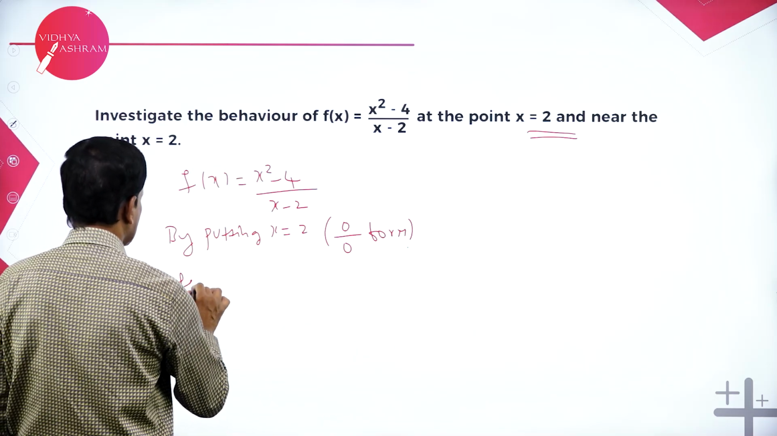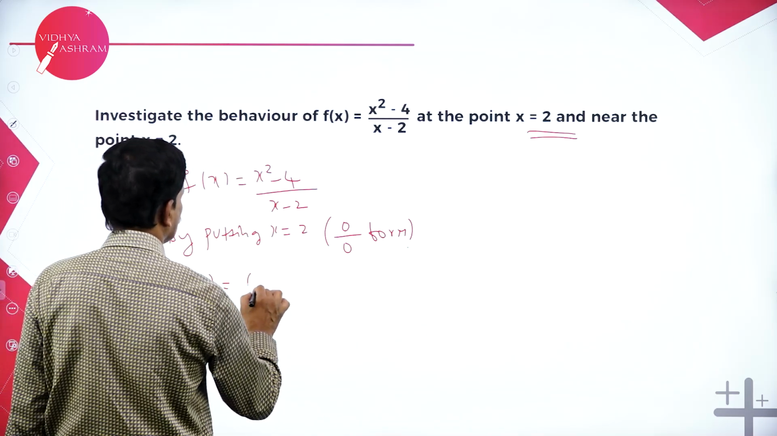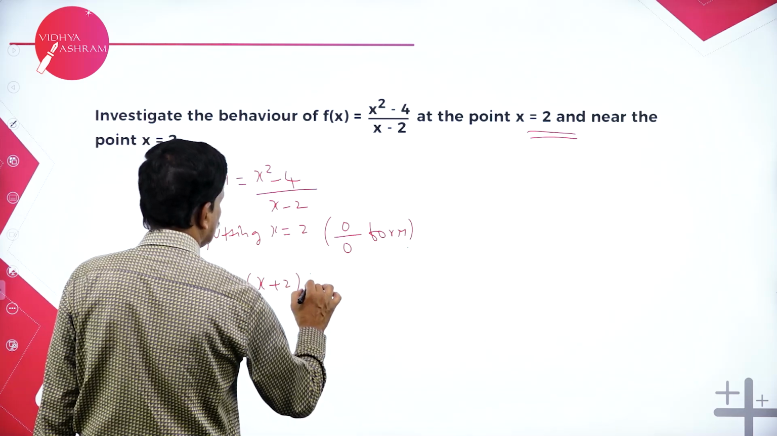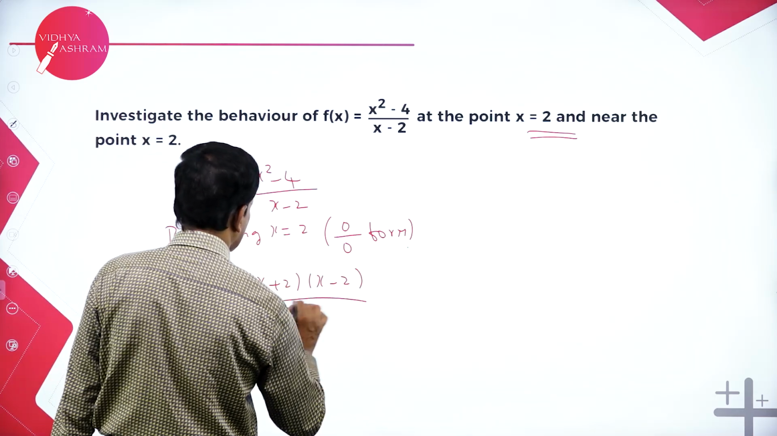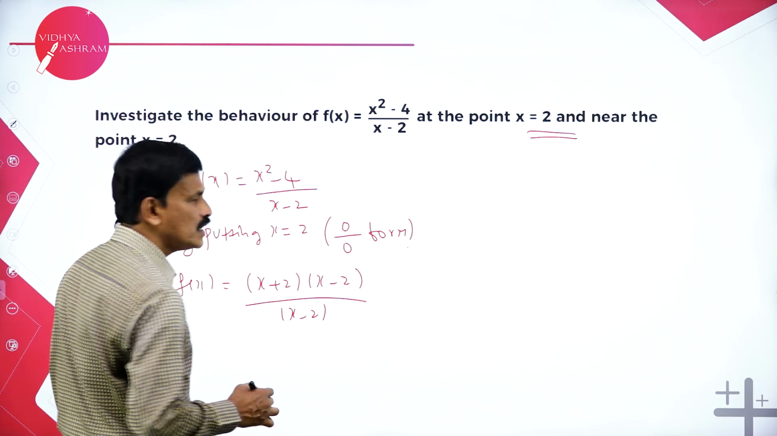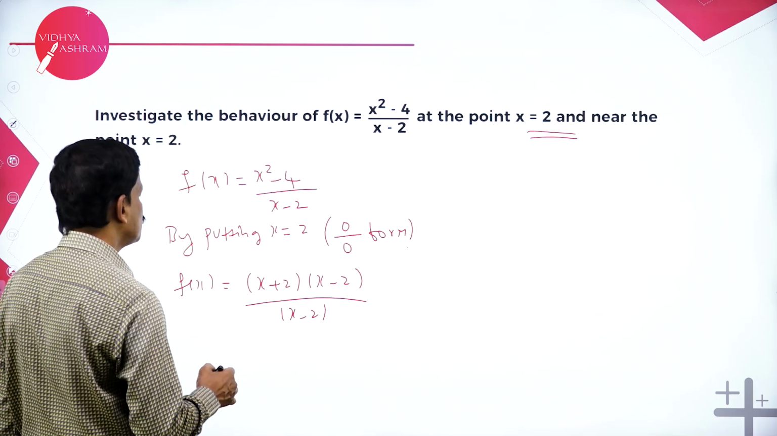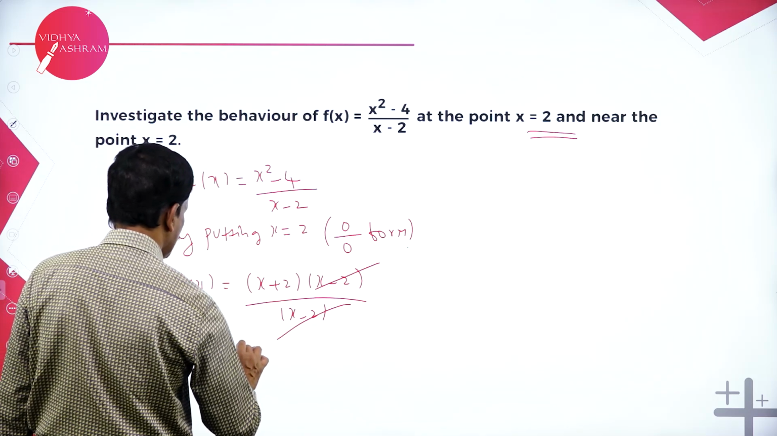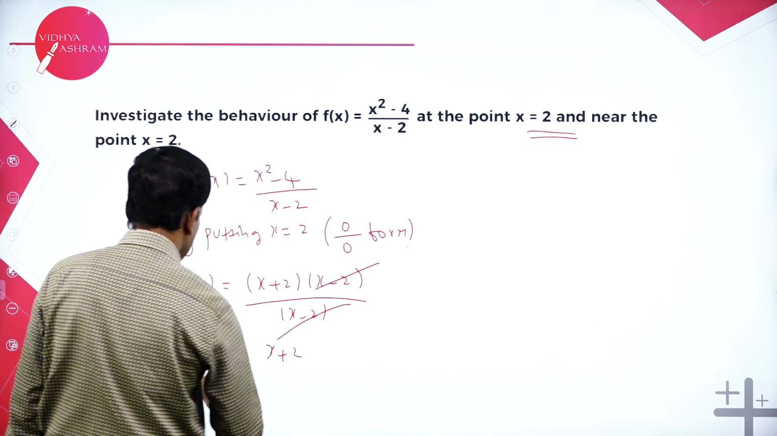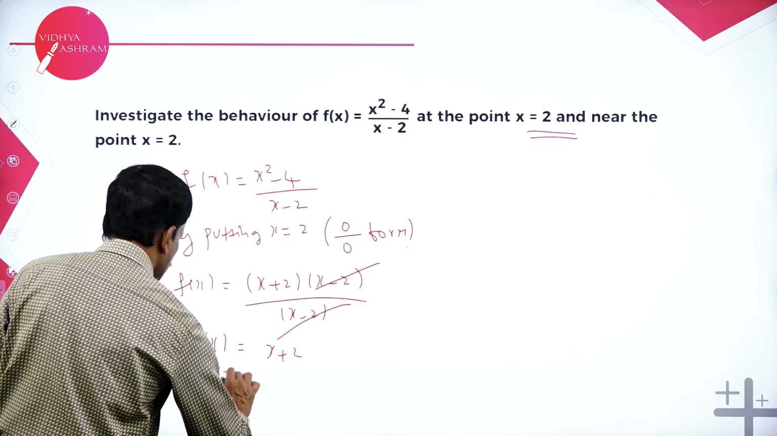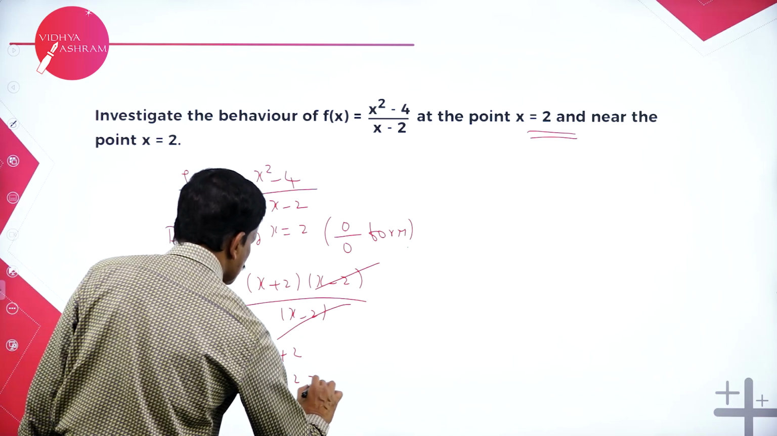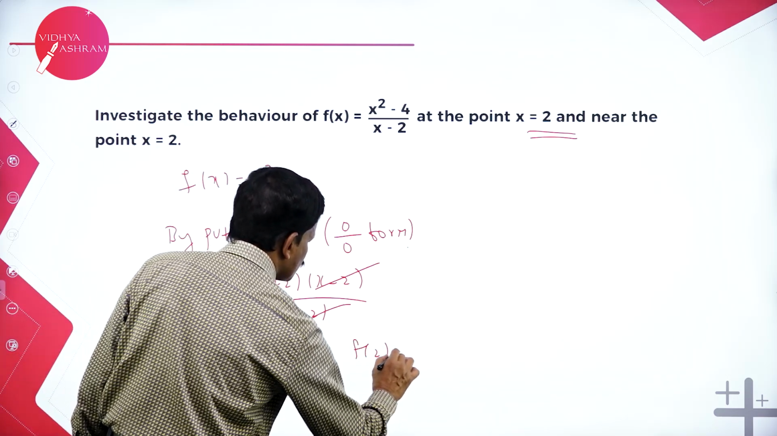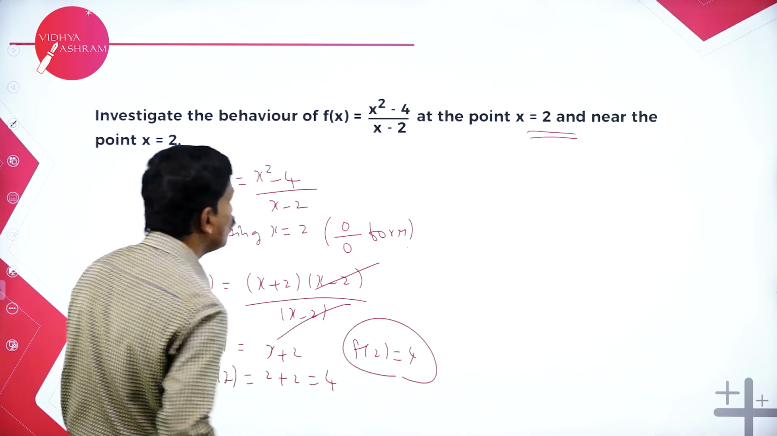Therefore this can be written as f of x is equal to x plus 2 into x minus 2 divided by x minus 2. This is of the form a square minus b square is equal to a plus b into a minus b. So x minus 2 gets cancelled. f of x is equal to x plus 2. If you put x is equal to 2, f of 2 is equal to 2 plus 2 is equal to 4. So f of 2 is equal to 4. Now what do we say?